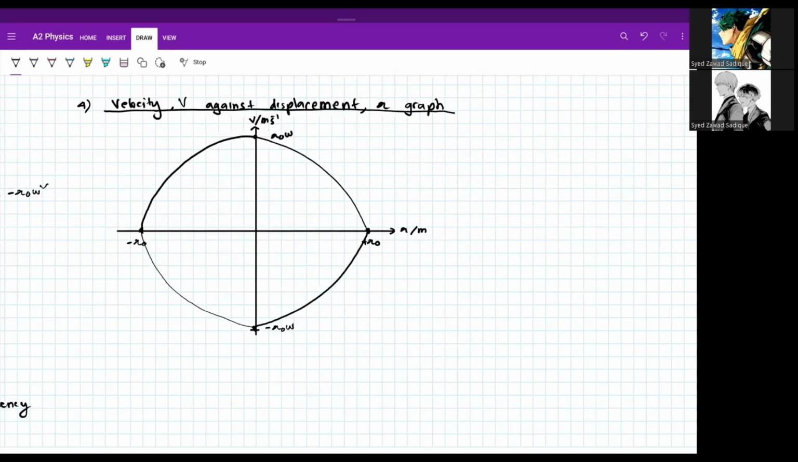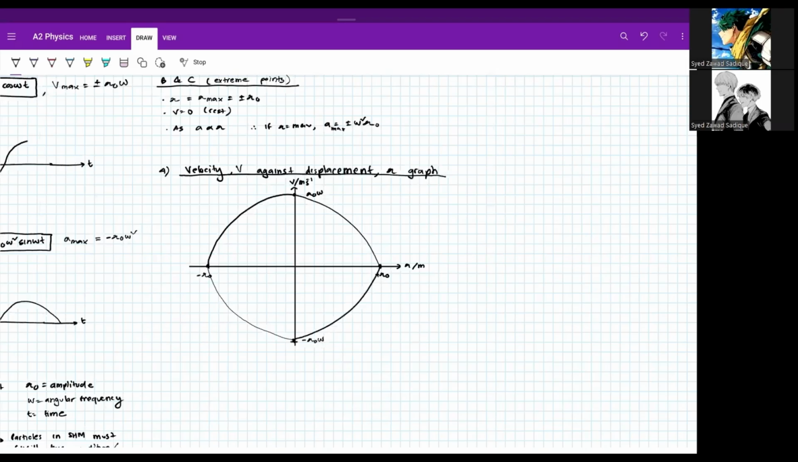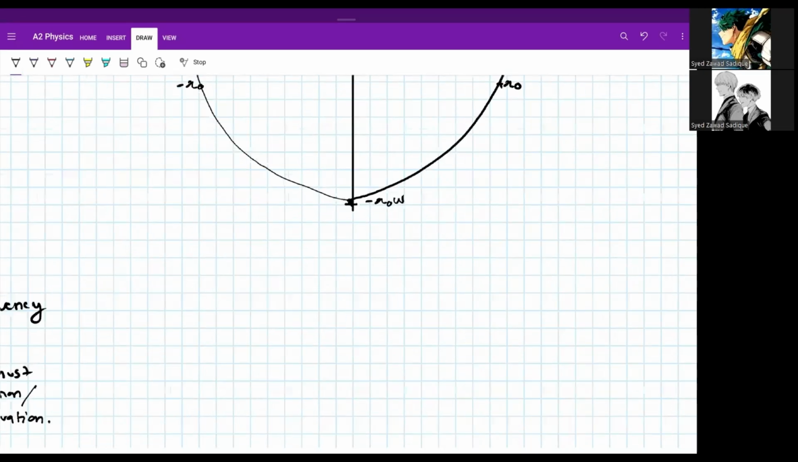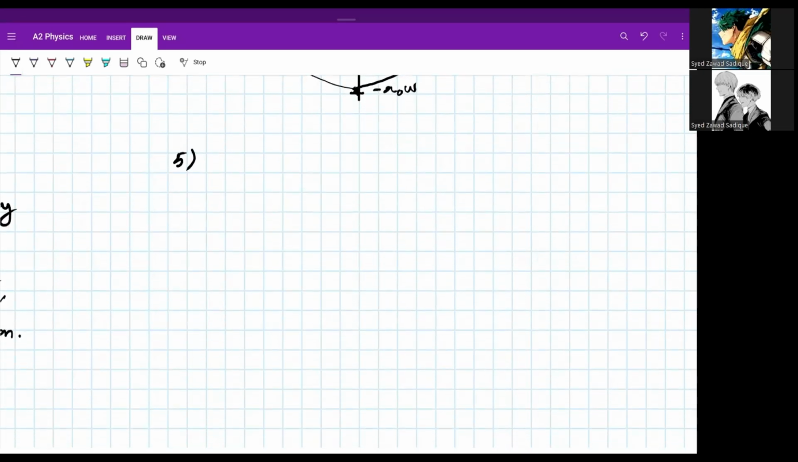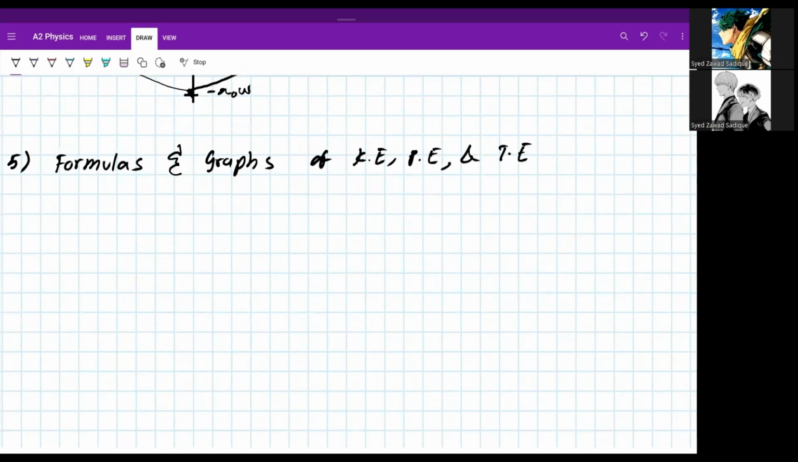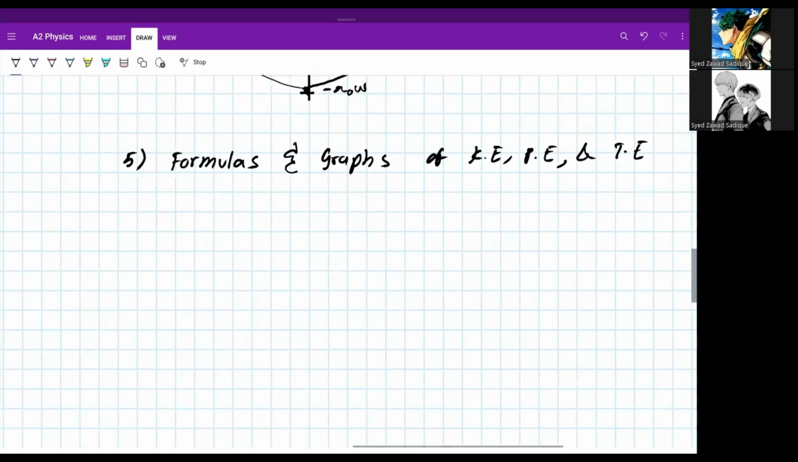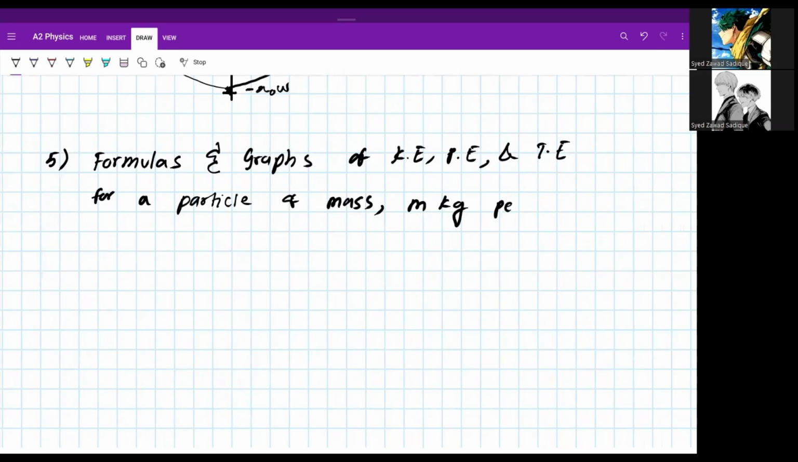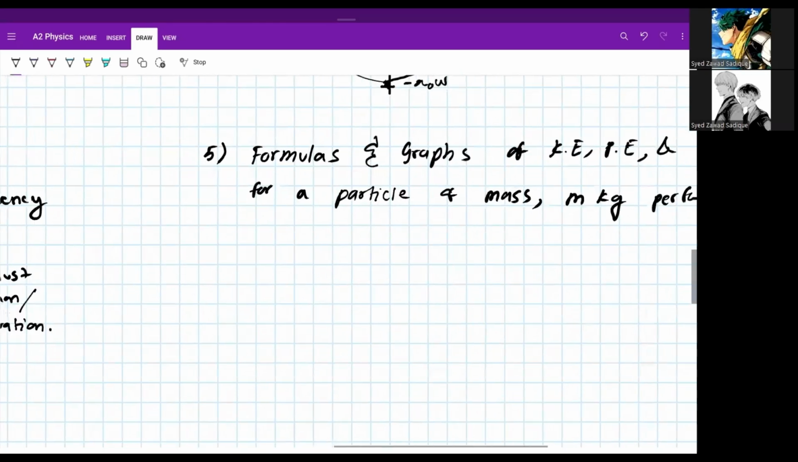Now for the next one, concept number 5: formulas and graphs of kinetic energy, potential energy, and total energy for a particle of mass m kg performing simple harmonic motion.